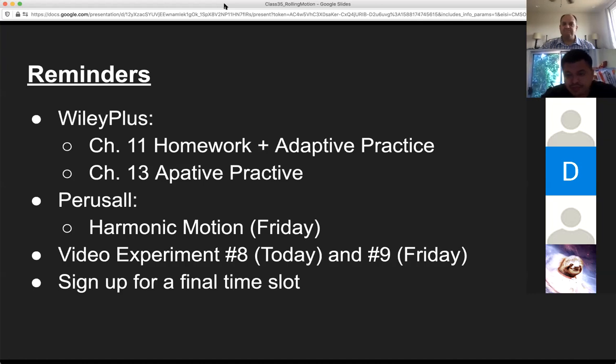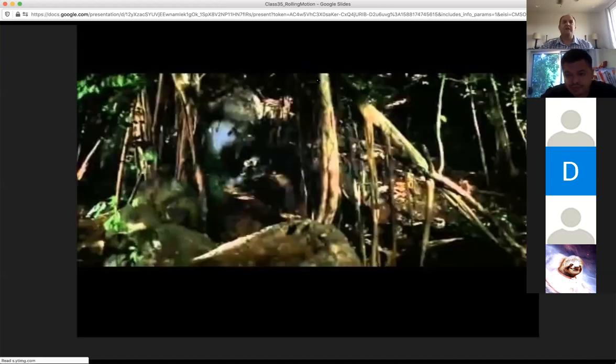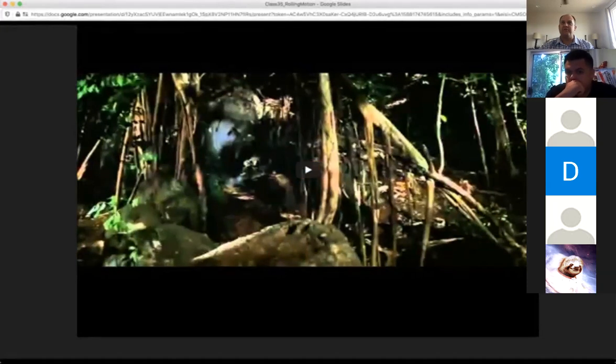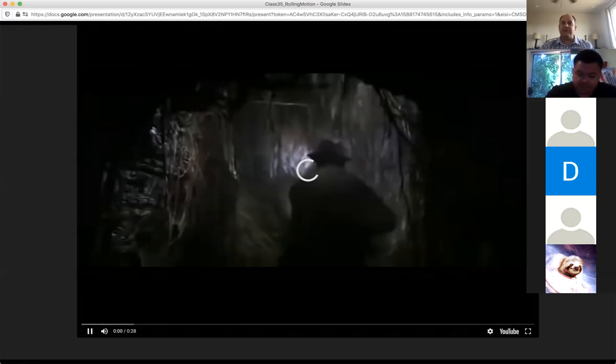Okay, let's talk about actual physics. This is one of the more iconic scenes in all of movie history. This is the scene from Indiana Jones where he's escaping the tomb. So have a watch.